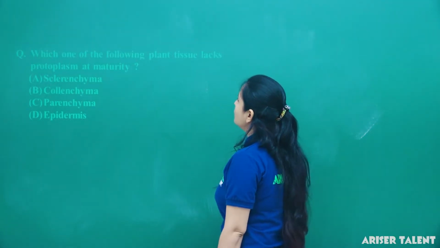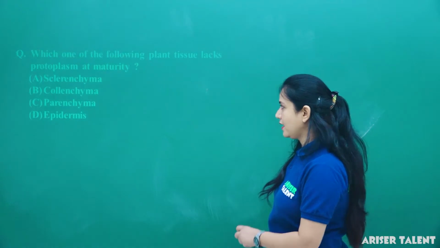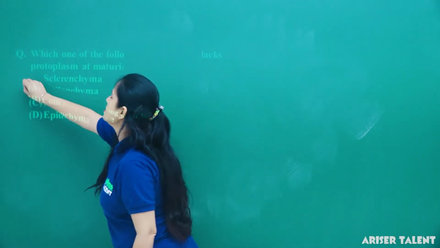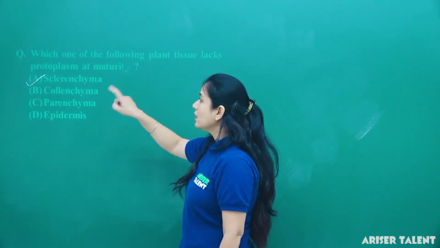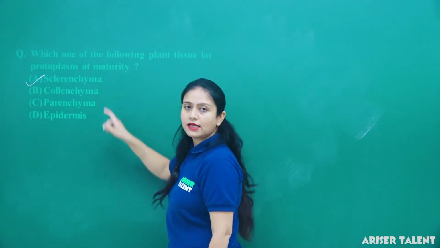Next is: which one of the following plant tissues lacks protoplasm at maturity? Sclerenchyma, collenchyma, parenchyma or epidermis. So, that is sclerenchyma, because a few minutes back we studied that collenchyma contains protoplasm at maturity. So, which does not contain it? It is sclerenchyma.